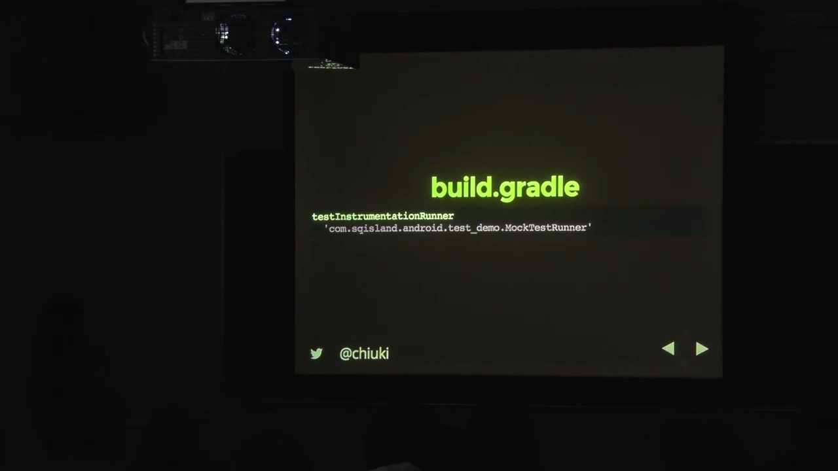All right, so now that we have defined the mock test runner, we still need to tell the Espresso framework to load it. The way you do that is to put it in your build.gradle file. You usually already have a line there that uses the Android JUnit test runner, so you would want to replace that with your custom test runner.